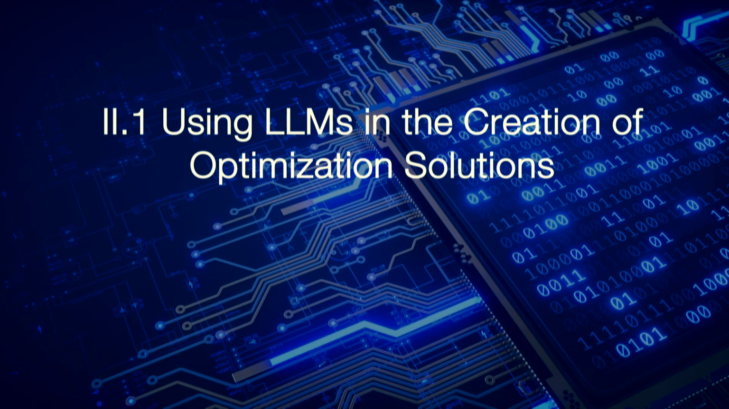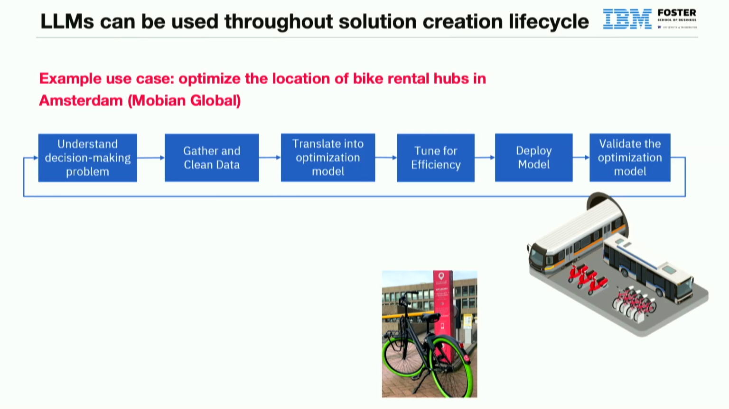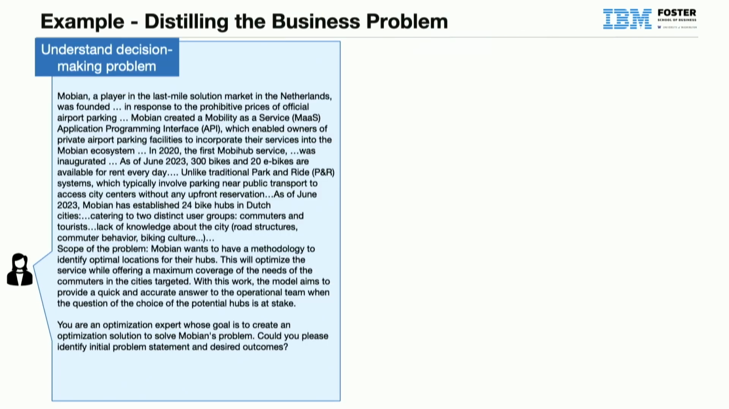So the first part is how to use large language models in the creation of optimization solutions. In order to figure this out, several of my colleagues and I, some of whom are not here presenting, took a real-world business use case and used ChatGPT to walk through the entire process of creating the solution. We didn't ask it to create the solution. We used it as a tool to show how it could be used to create the solution. And the problem we looked at is the optimization of bike rental hubs.